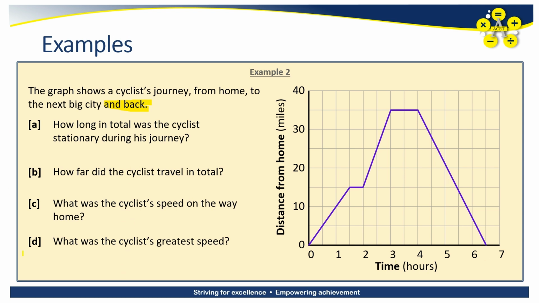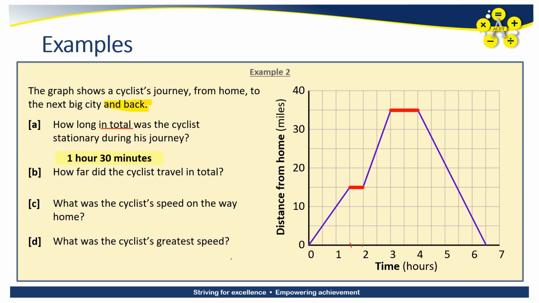So how long in total was the cyclist stationary during the journey? Now we said in that previous example, we are looking for where we have a horizontal line where our distance isn't changing, which is in 2 separate parts here. Now watch our axis. This isn't 1 hour, it's between 1:30 and 2. That's half an hour. Whereas here, we're going between 3 and 4. So that means we've got 1 hour and 30 minutes in total.